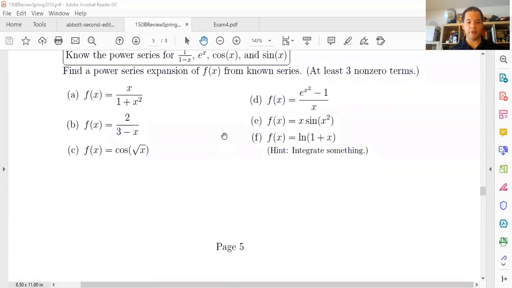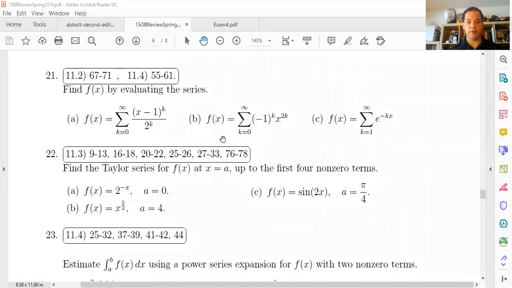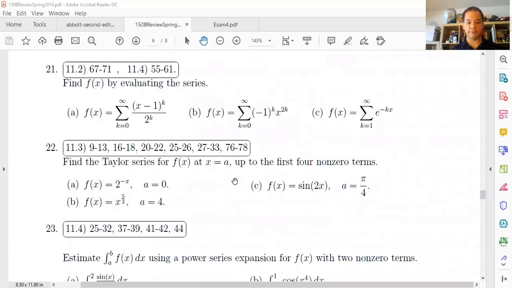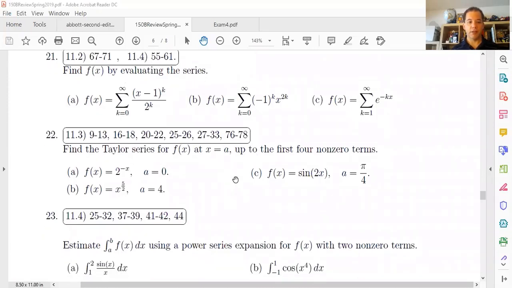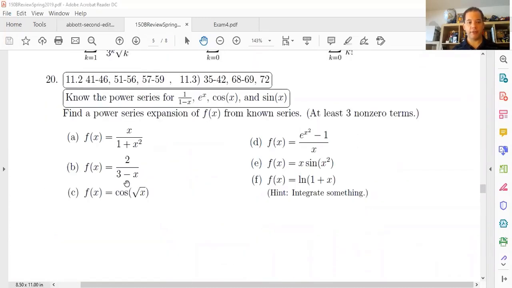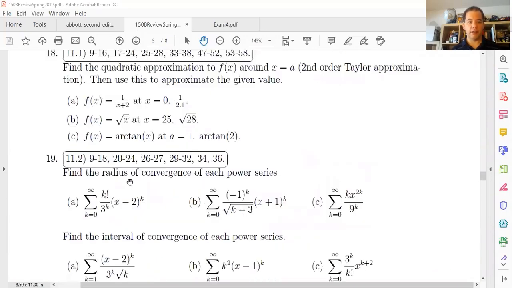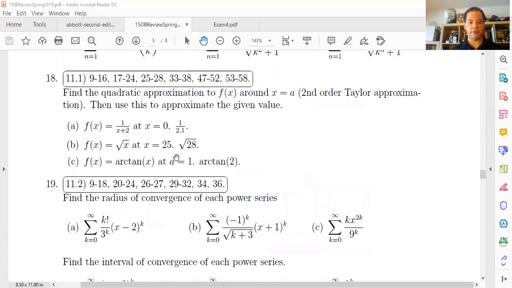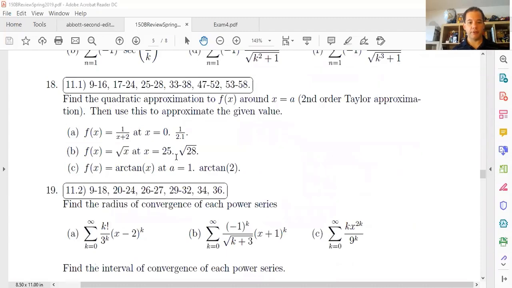All right, so this is where we left off last time. So we have these types of problems about using power series and also Taylor series. We also left this one earlier, which was about Taylor polynomials. So maybe we can do a little bit about this one.